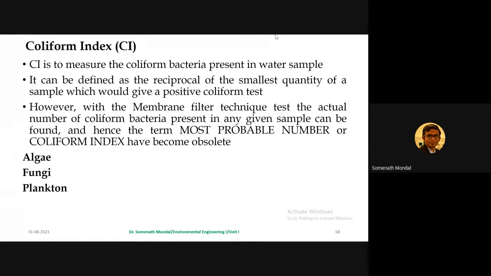However, with the advent of the membrane filter technique test, the actual number of coliform bacteria present in any given sample can be found, and hence the terms such as the most probable number or coliform index have become obsolete. So this is very important, since we are now talking about the confirmatory test or membrane filtration technique, where we can get exactly the number of coliform colonies present in the sample. From that context, it can be said that both the MPN and coliform index approaches have become obsolete these days.